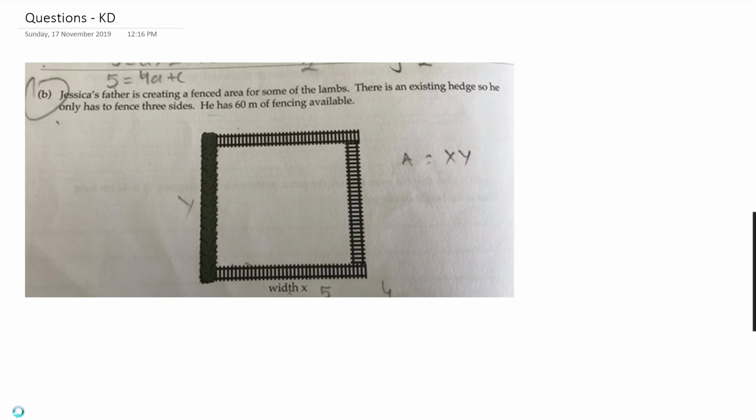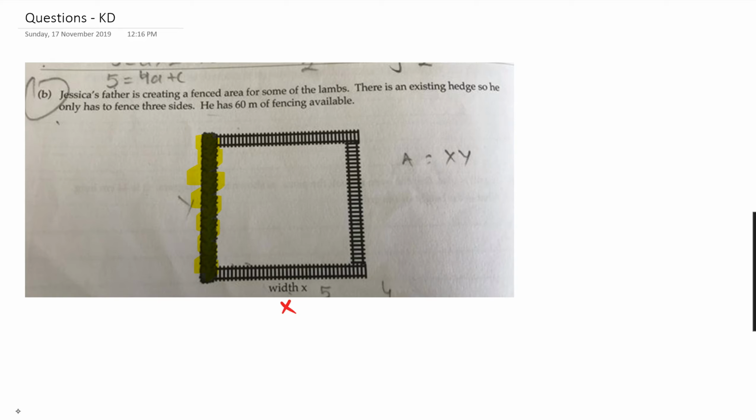So what he asked me was to find the dimensions that are going to produce the maximum area. We've got a fence that's being built, but one side is already fenced off, so we don't really need to worry about this side. We've got a rectangular fence, so we're going to put width times height, length times base. It doesn't matter how you want to do it.